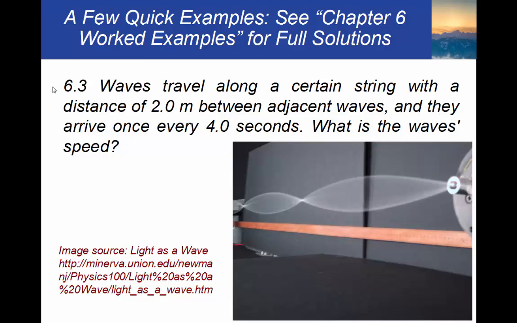Our third example for this chapter gives us waves traveling on a string. We're told that the distance between adjacent waves is 2 meters, and that they're arriving once every 4 seconds. So we want to know what's the wave speed. By the way, this image that I'm showing here is standing waves on a string.